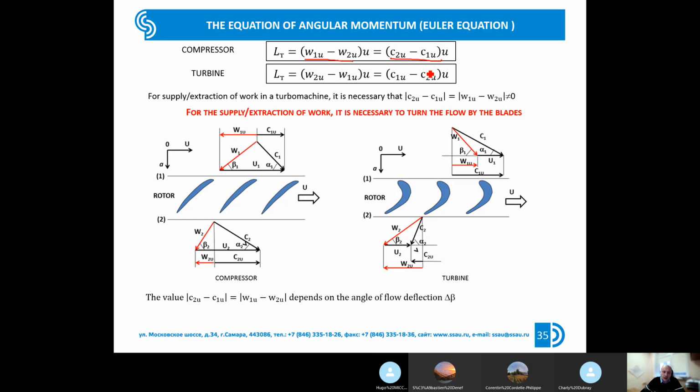So, okay, let's discuss the working process in the compressor. If we look carefully at this equation, you will find that for receiving positive specific work, we want to supply mechanical work to the flow, and that's why this work must be positive. For this reason, you need to provide that W1U must be more than W2U.